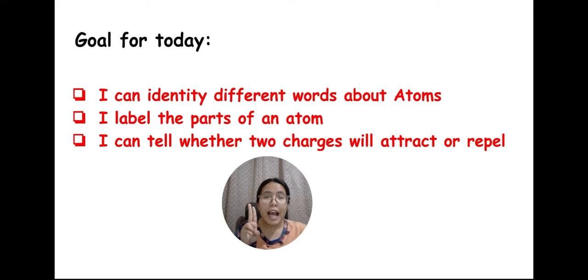Number 2, I can label the parts of an atom. Ibig sabihin, yung parts, kapag sinabing parts, kunyari, sa parts ng face, may eyes, may nose, may mouth, may ears. So, ang atom ay may parts din. So, at the end of this lesson, we can label the parts of an atom.